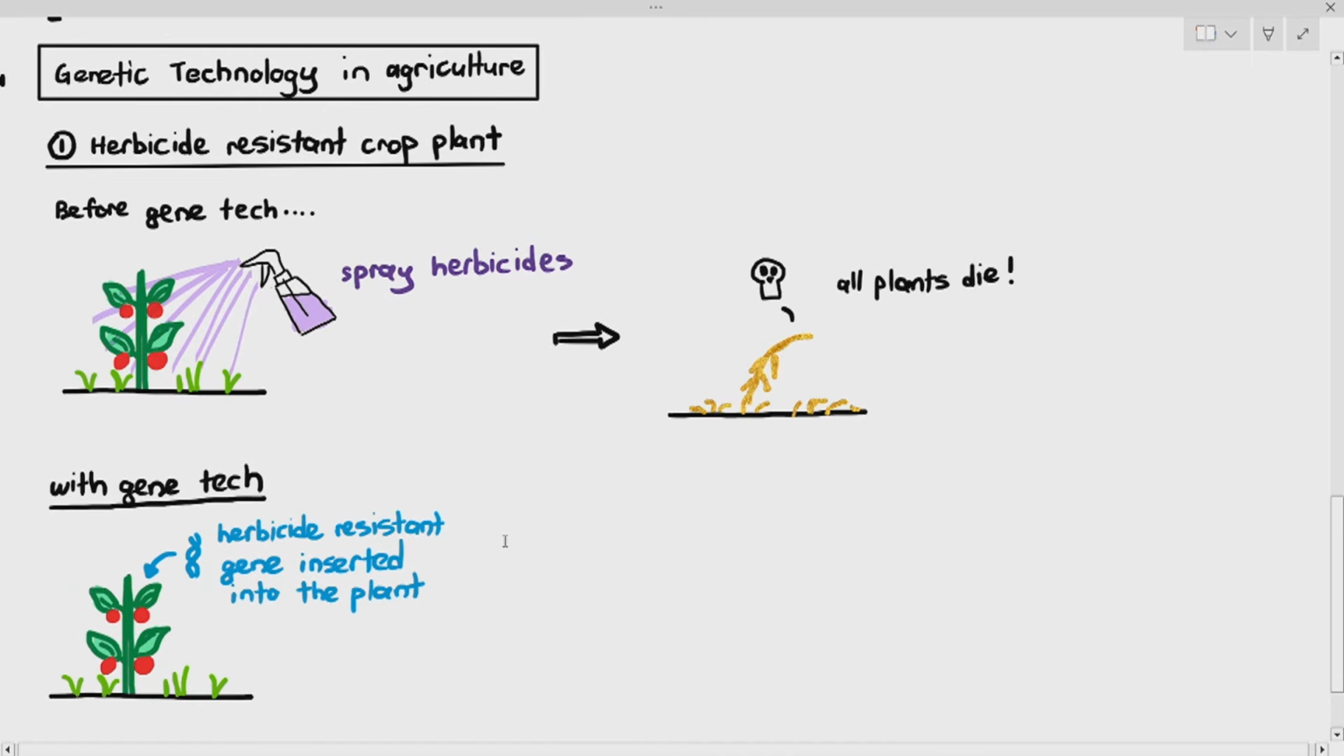But what happens is, when the new gene has been inserted into the plant, the crop plant that you have right now is herbicide resistant. Now, what does it mean by herbicide resistant?